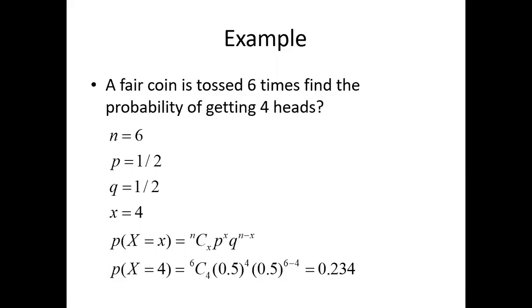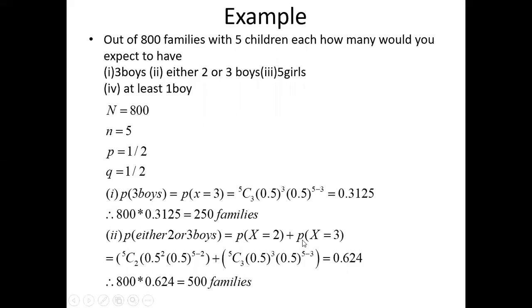X is the number of successes I require. So I require 4 heads out of n equals 6 trials. So n equals 6, p equals 1 by 2, q equals 1 by 2, x equals 4. Then the probability function for the binomial distribution, p of x equals nCx, p power x, q power n minus x. So probability of x equals 4 equals 6C4, 0.5 whole power 4, 0.5 whole power 6 minus 4, which is 0.234. That is the answer.